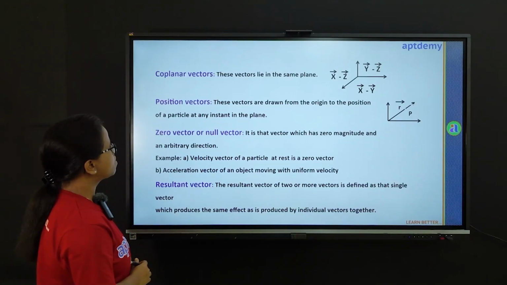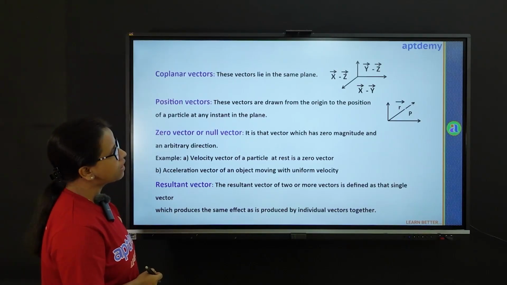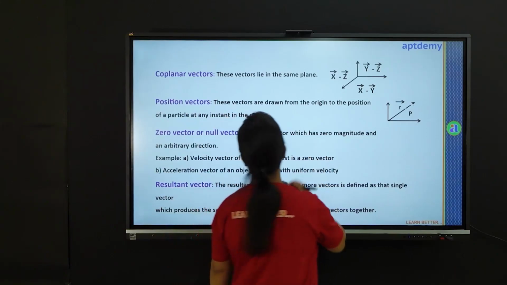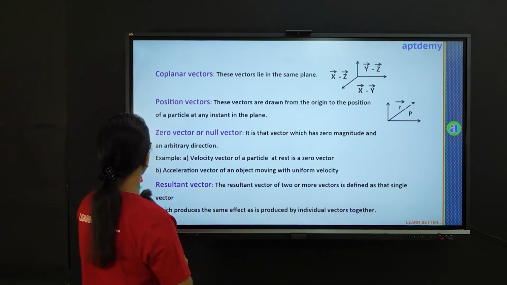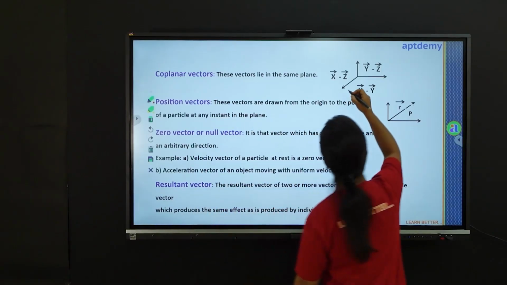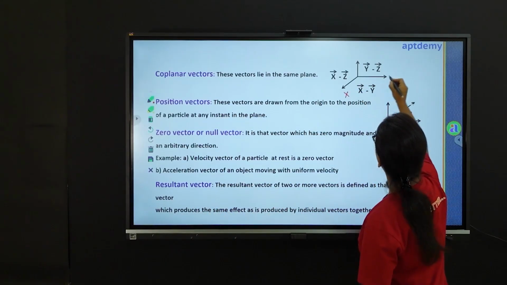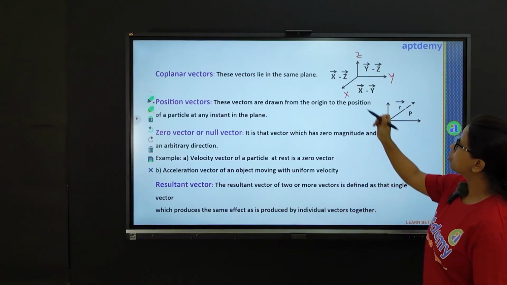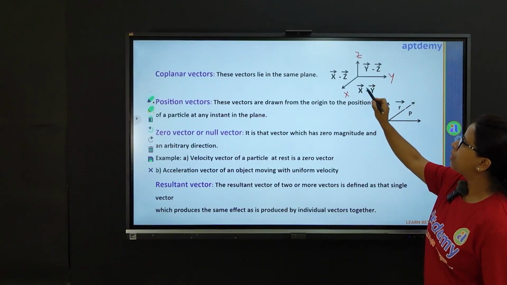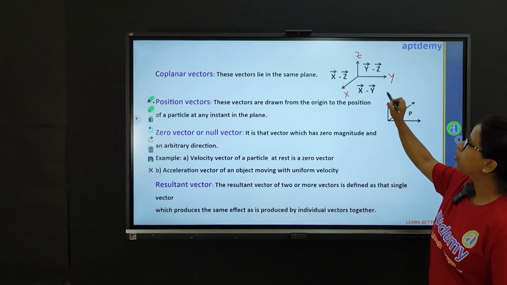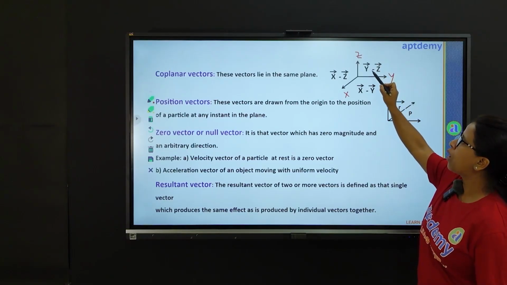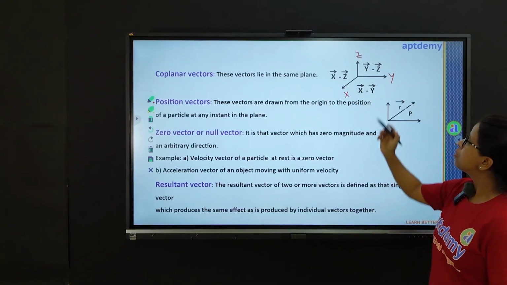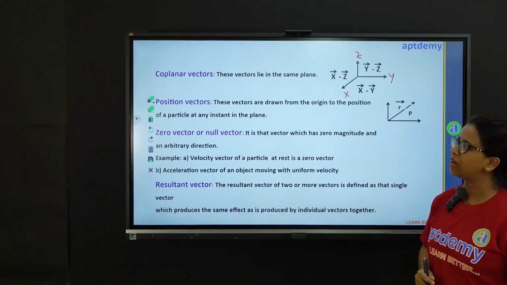Now coplanar vectors also go by the name. These vectors lie in the same plane. So if you are considering that particular coordinate system where you can write the axes as x, y and z, then these vectors which lie in any one particular plane are the coplanar vectors. So considering the xy plane, vector x minus vector y, this is a coplanar vector, similar to vector y minus vector z and vector x minus vector z. So these are all examples of coplanar vectors.